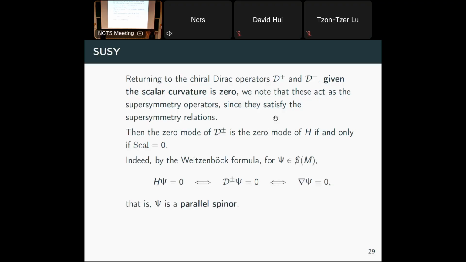you can clearly see the 0 modes of your Dirac operator are precisely the 0 modes of your Hamiltonian if your scalar curvature is 0. So basically now from the Weizsäcker formula, you see that your Hamiltonian is 0 if and only if your psi is a parallel spinor. So then each parallel spinor, linearly independent, will give you a supersymmetry generator.